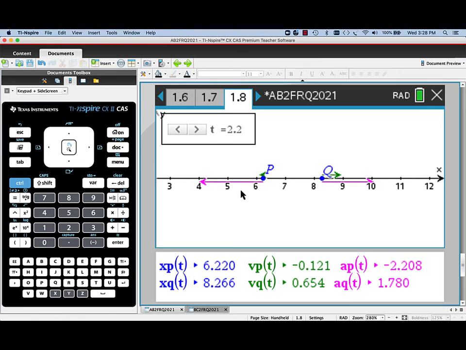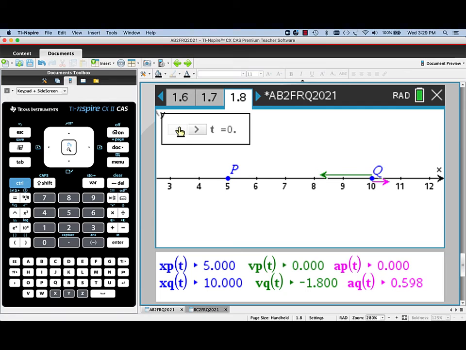Now we have particle P moving to the left, particle Q moving to the right, which means now the two particles are moving away from each other. And we continue to increment time through the time interval, and P and Q continue to move away from each other. And let's see, we'll get up to 3.1. Since pi was 3.14, that'll be all we can do.